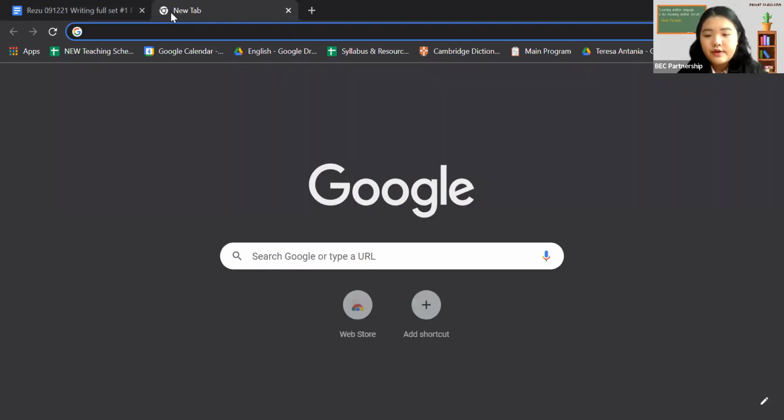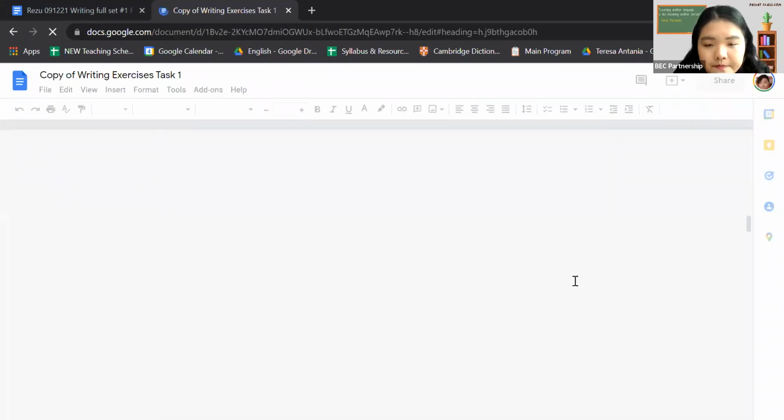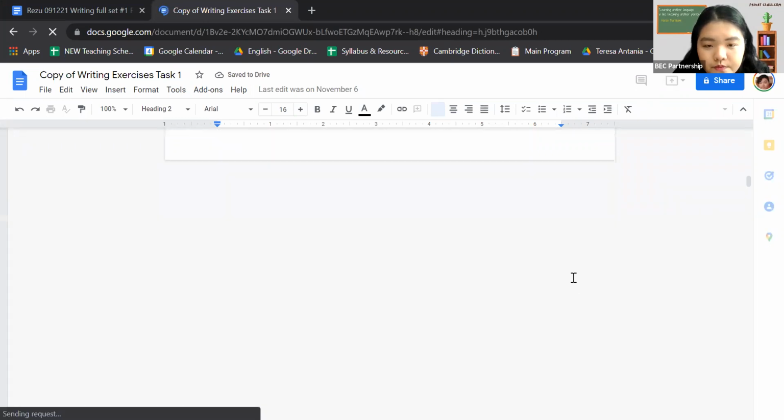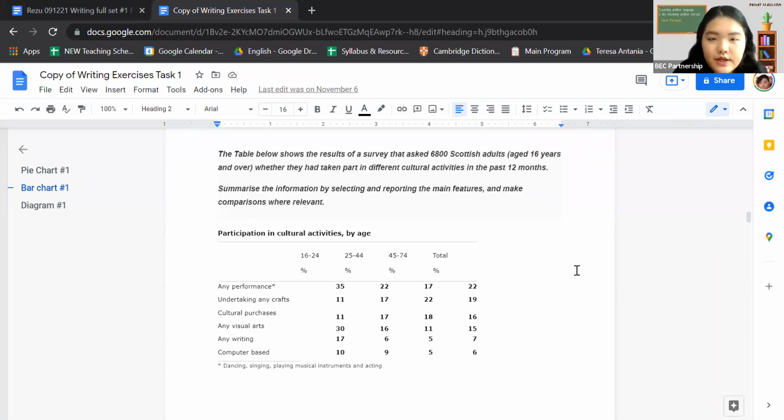For example, we have here three age categories and 6 activities. In total, there's too much information that has to be included, right? So you have to choose. In this case, you can take the highest and the lowest ones.